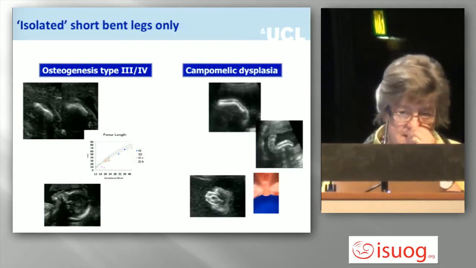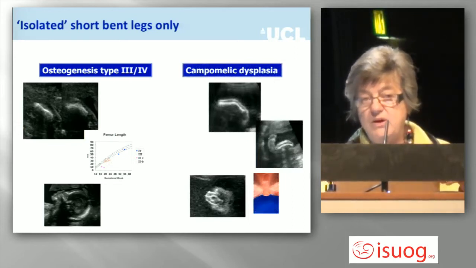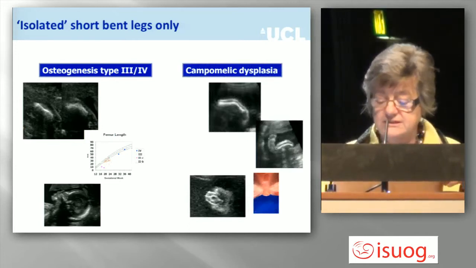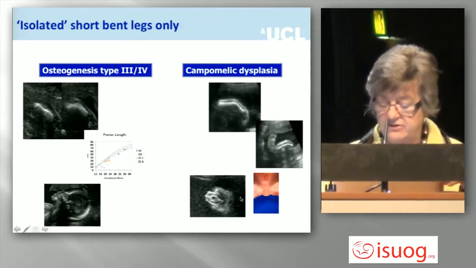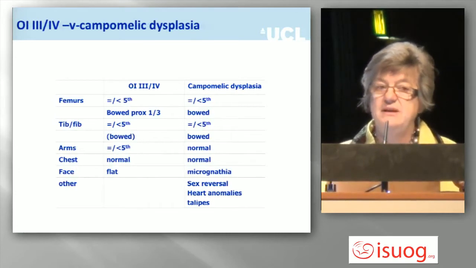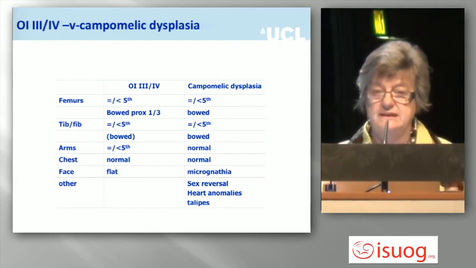Campomelic dysplasia, as I mentioned in the previous talk, can have bowing of the lower limbs and talipes. It can have genital ambiguity here and sex reversal, and it can also have micrognathia. So this just summarises the difference here, but I think you can very readily distinguish between OI and campomelic dysplasia.